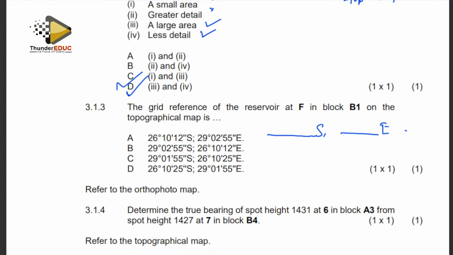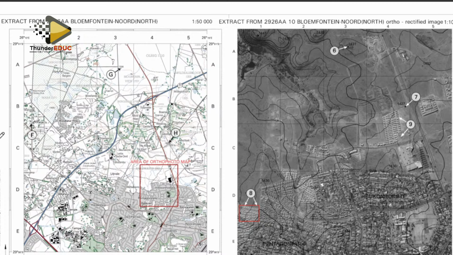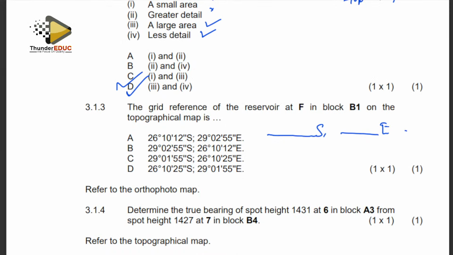So let us go to F. Where is F? F is here. Okay, the latitude here is 29. So the latitude should be 29. The longitude should be 26. We are coming here first to the options given. The latitude should be 29. So that means the only numbers that start with the 29 and S are these two.